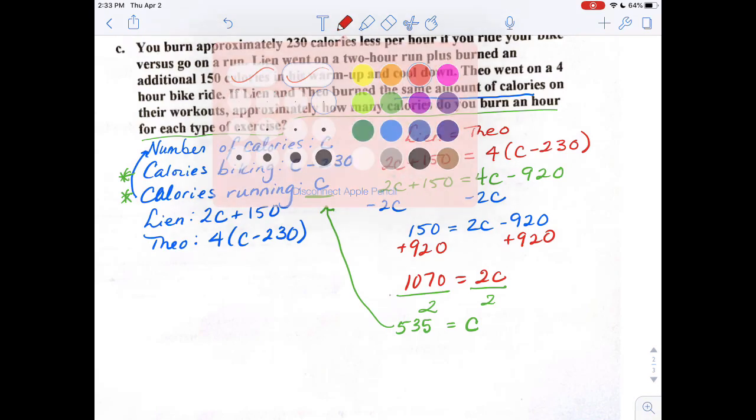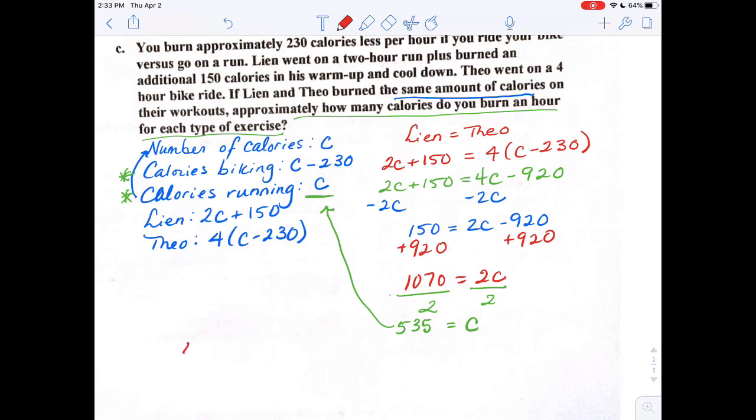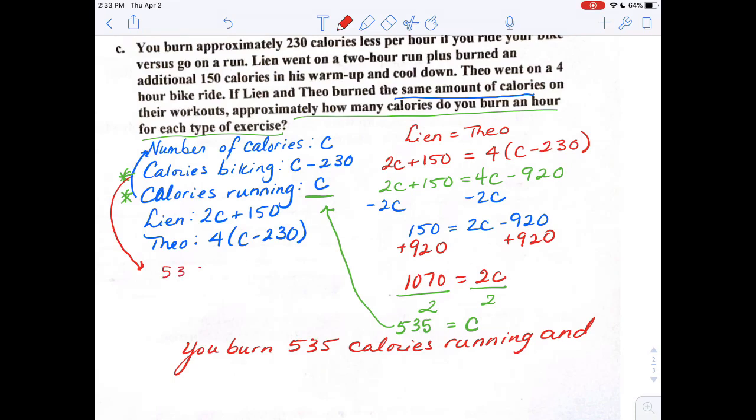So let's go ahead and write that out. Again, interpret with words. You burn 535 calories running, and taking your biking, that would be my 535 minus my 230 gives me 305. So there's my other part of the answer, 305 calories biking.